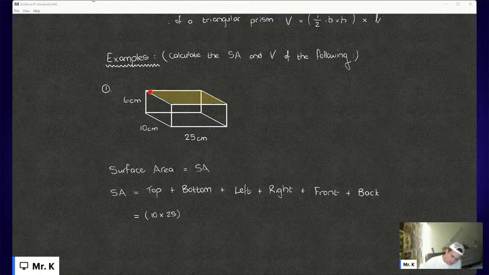This is the top of our box, but I have the same exact measurement at the bottom, so I'm going to repeat it. Plus 10 times 25. All right? These 2 brackets are for the top and bottom of my shape. Next, we can move on to the left and right-hand sides.